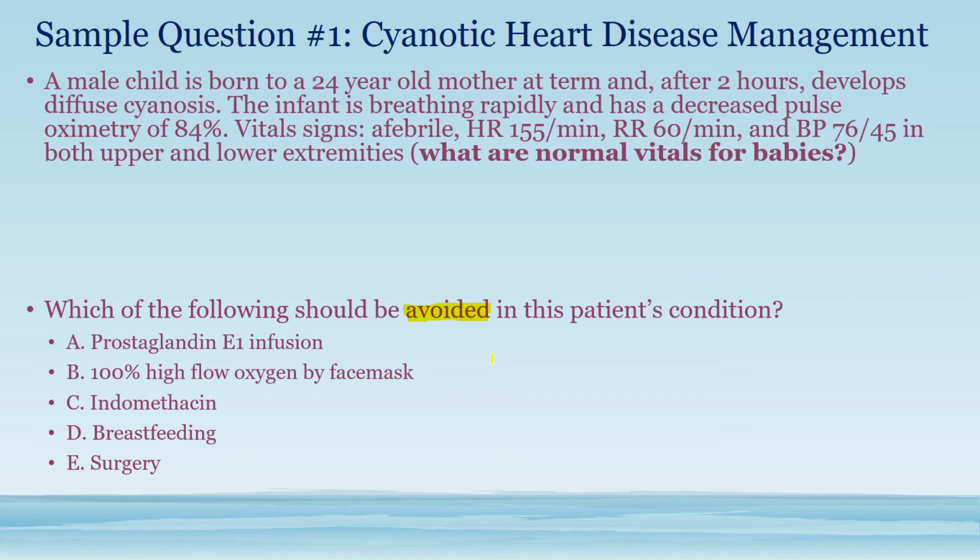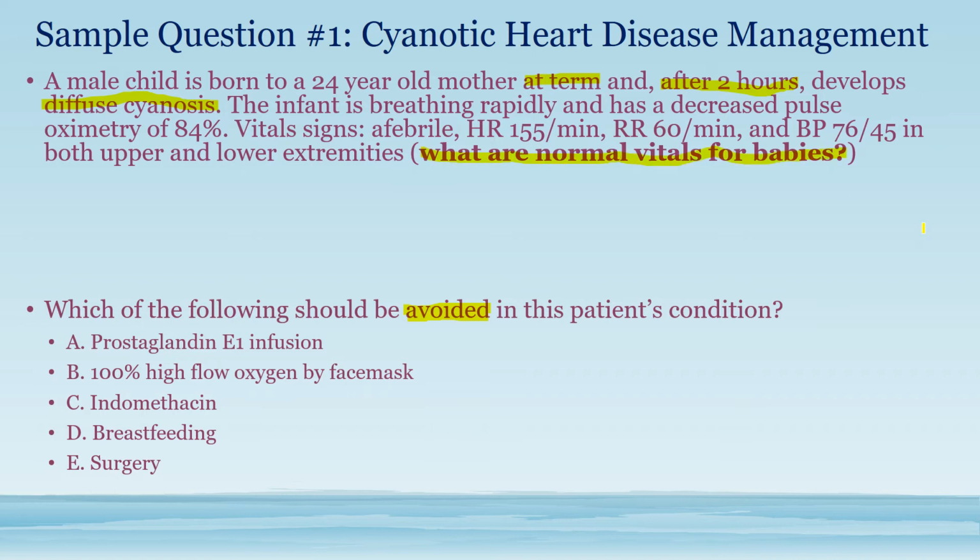Alright, let's go to the question now. A male child is born to a 24-year-old mother at term and after 2 hours develops diffuse cyanosis. So it's a term baby and after 2 hours develops cyanosis. Oh my god, the baby's turning blue. Infant is breathing rapidly and has a decreased pulse oximetry of 84%. Vital signs are afebrile, heart rate of 155, respiratory rate of 60, and BP of 76/45 in both upper and lower extremities. So now, what are the normal vital signs for babies?